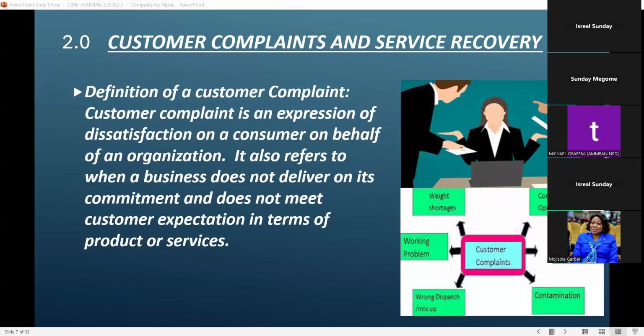Professionally. Remember here, customers complain. And we say a customer complaint is an expression of dissatisfaction. A customer will not complain if he or she is satisfied. There will be no complaint. Rather, what they will do is to praise your organization. So it's important that we pay attention to every customer's complaint, regardless of our busy schedule.